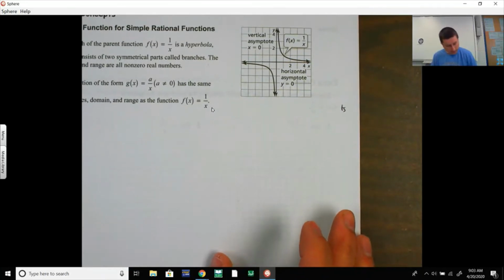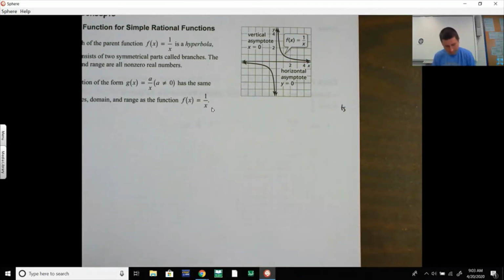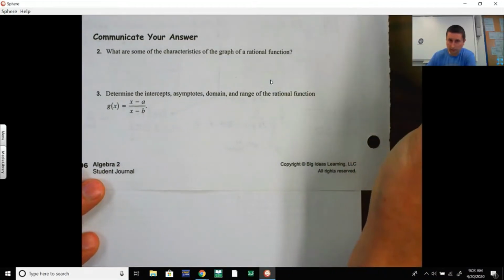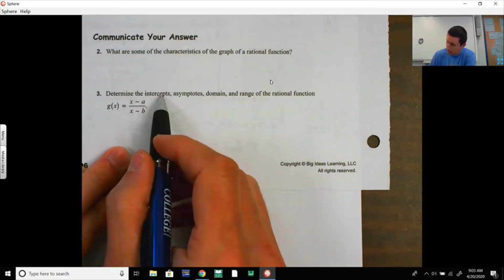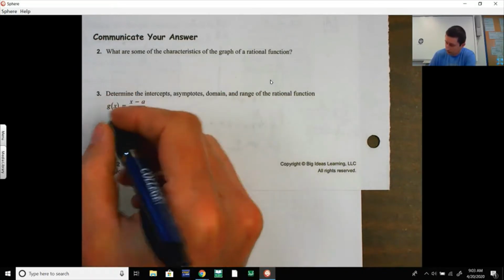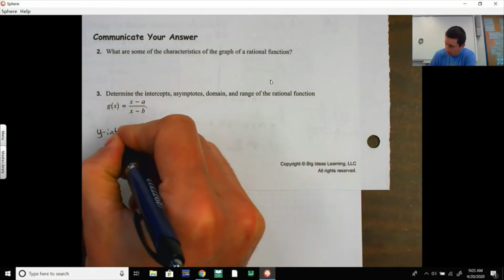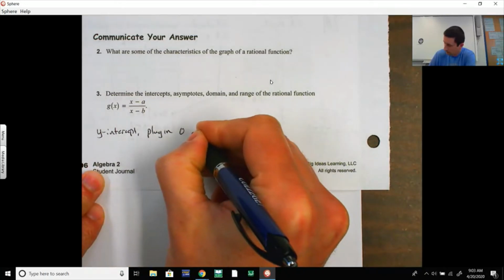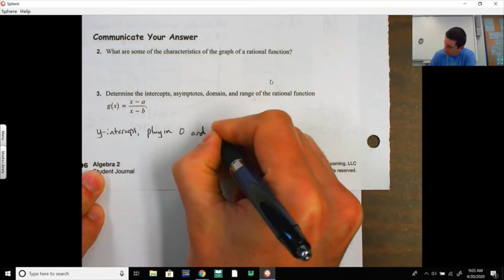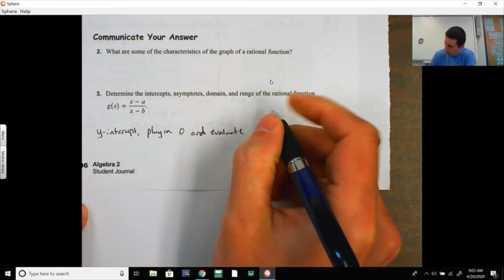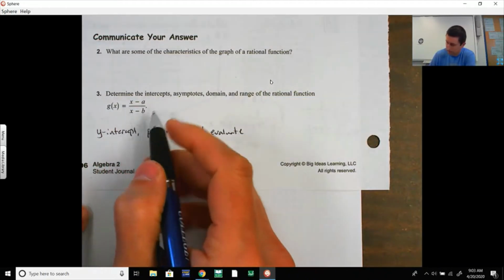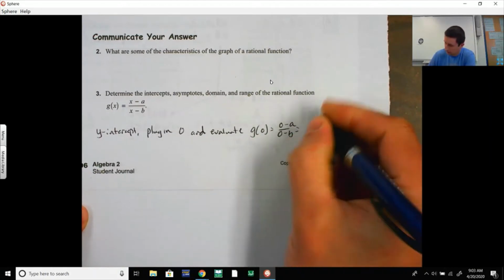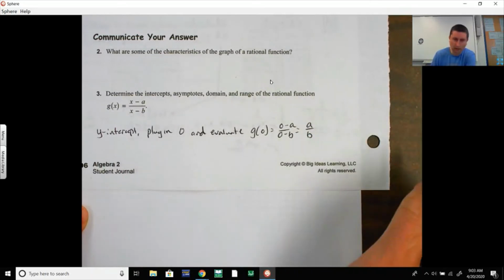Okay, let's keep going here. So, kind of a review, determine the intercepts, asymptotes, domain, and range of the rational function here. So the intercepts, remember, for a y-intercept, you're going to plug in 0 and evaluate. So if I put 0 here, I get a over b. So g of 0 would equal 0 minus a over 0 minus b, which is a over b. So that would be your y-intercept.